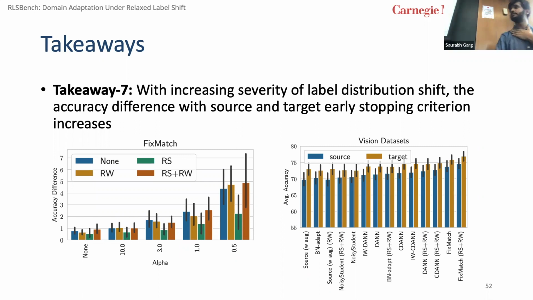So the accuracy difference is what minus what? It's the accuracy difference between a model that is early stopped with target validation, minus the one with source validation, yes.